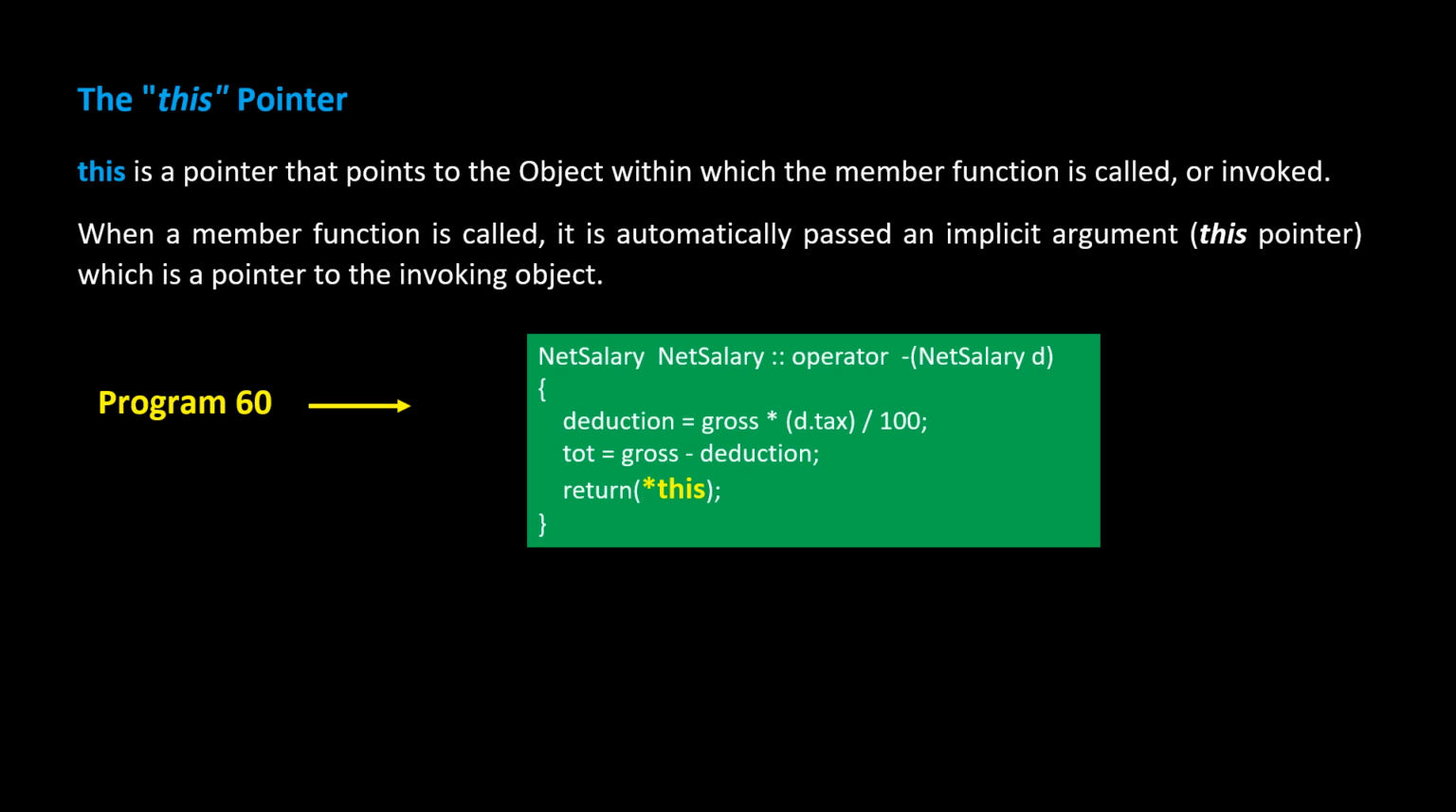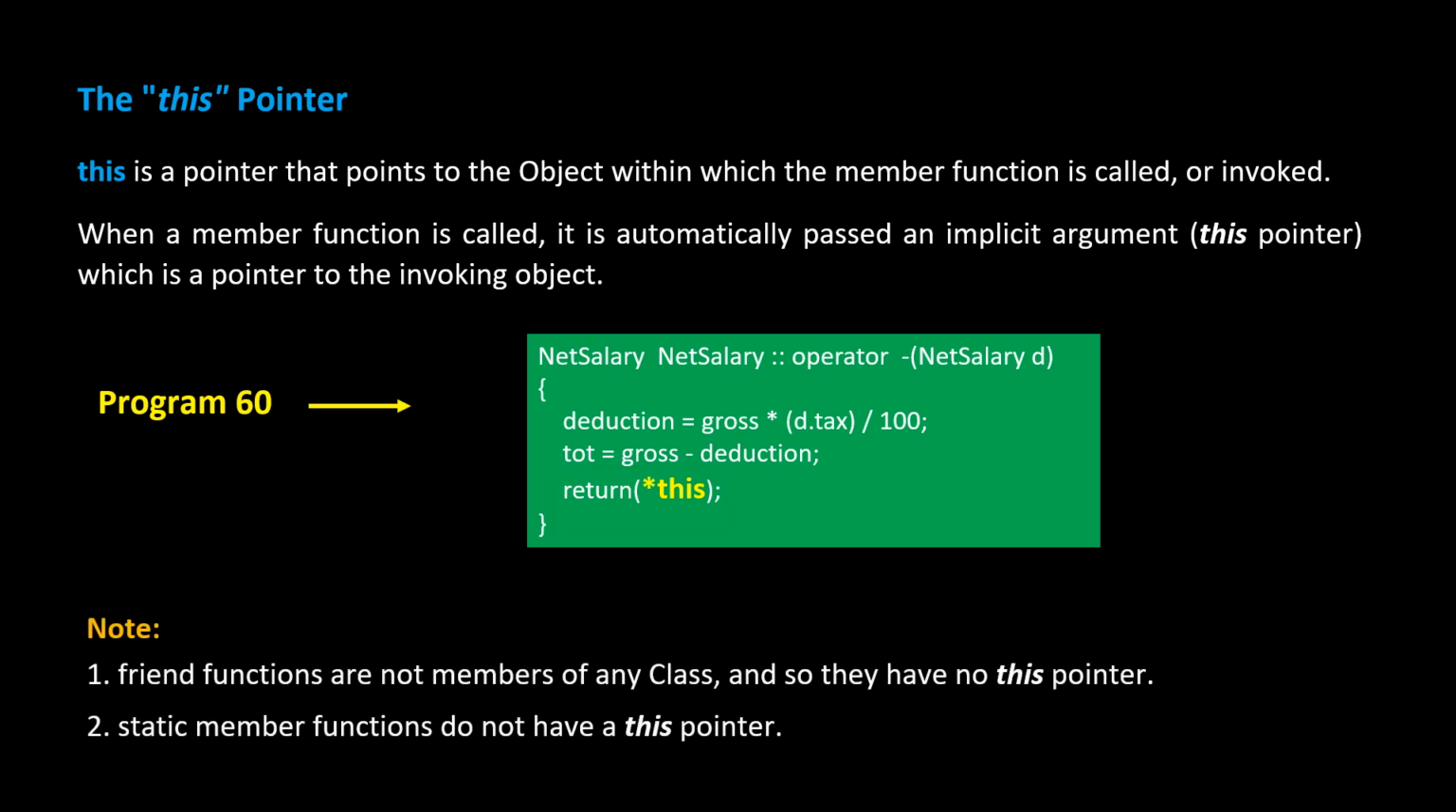Here is the unary operator function which we had defined, where net salary is the class, and minus operator is the function. The minus operator function returns this very same class as the result. And hence, we had used the return star this statement. What did it do? It returns the reference of the class object within which this function resides.